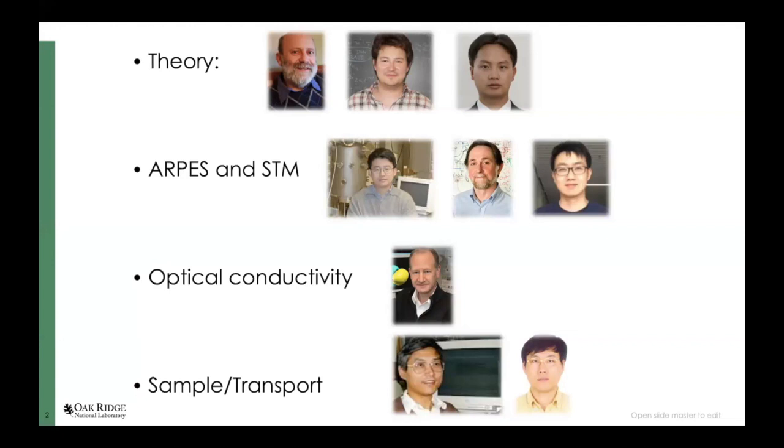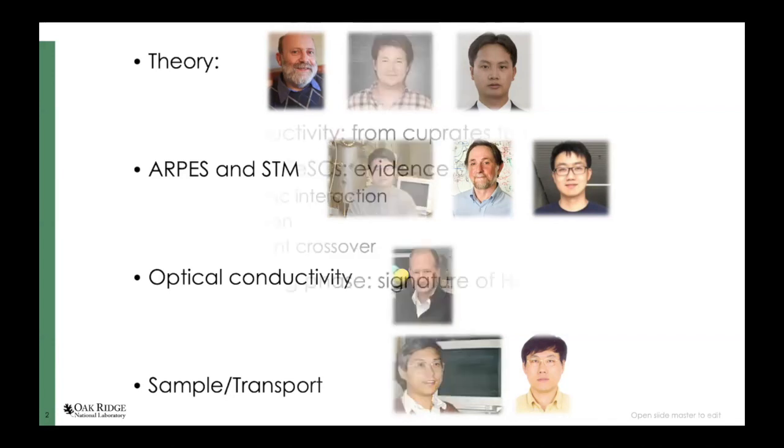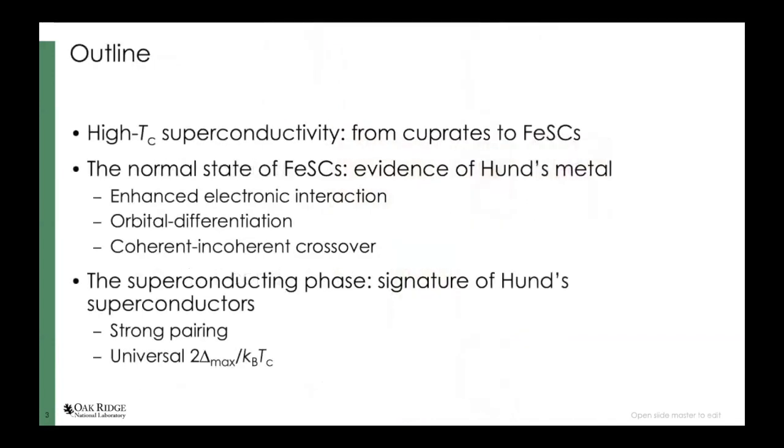We also work together with ARPES and STM groups: Hong Ding from IOP, Peter Johnson from Brookhaven, Jiaxing Yin, now a postdoc at Princeton with Hassan. We had some optical measurements together with Chris Homes at Brookhaven. And of course, we got very good samples from Genda Gu at Brookhaven and Changqing Jin from IOP.